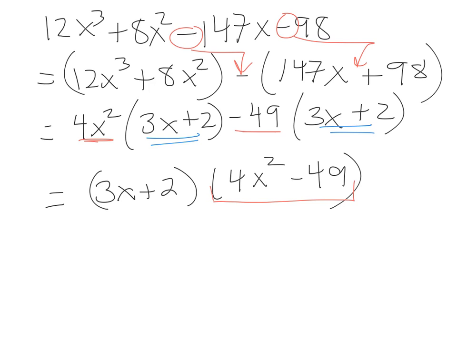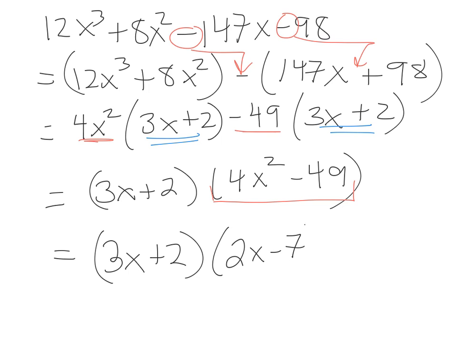Sometimes this one will factor more, and in this case this one does, because 4 happens to be 2 squared and 49 happens to be 7 squared. So this fits into our difference of squares formula. So our final answer is going to be 3x plus 2, 2x minus 7, and 2x plus 7.